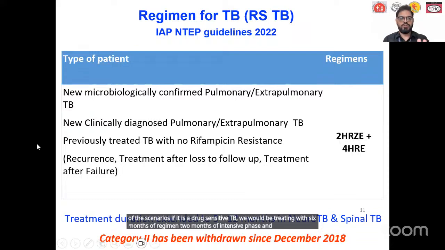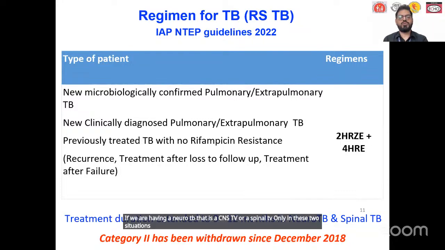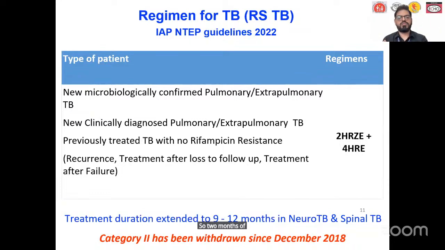If we are having a neuro TB, that is a CNS TB, or a spinal TB, only in these two situations we would be extending the continuation phase, instead of 4 months, to 9 to 12 months. So the total duration is 12 months. The continuation phase is 10 months. So 2 months of intensive phase and 10 months of continuation phase.